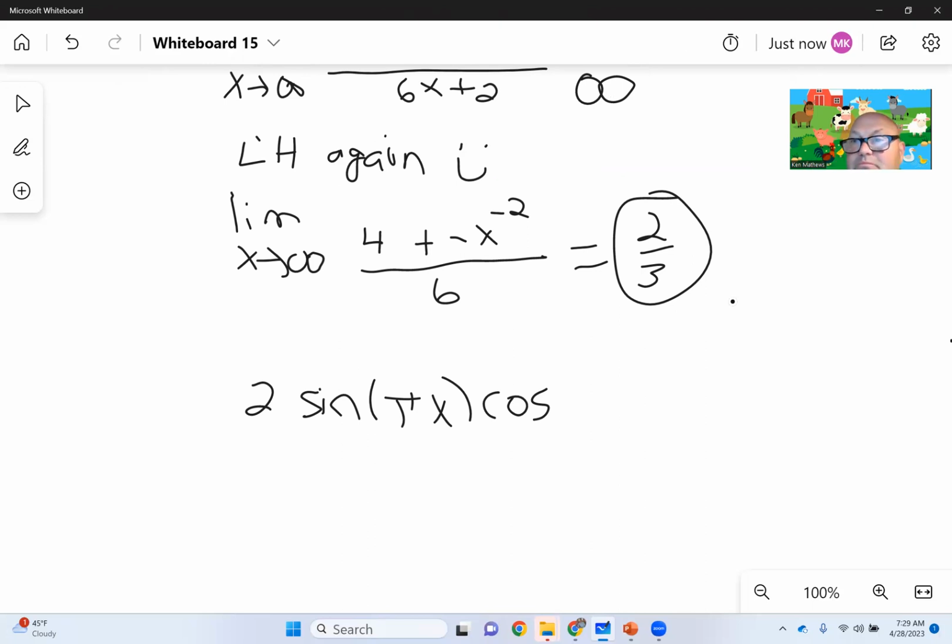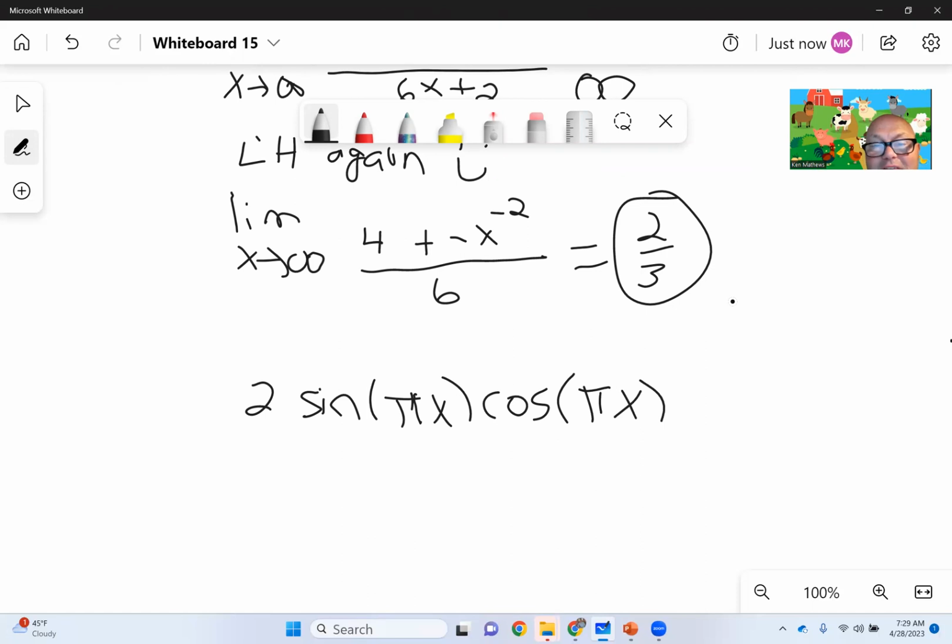All right. So as I was saying, you might have 2 sine pi x cosine of pi x. Now, that's called the double angle identity. So that's equal to sine of 2 pi x. That'll make your life a little bit easier when you're employing L'Hopital's rule. It's a heck of a lot easier to take the derivative. All right, so now I think you have enough information to use L'Hopital's rule successfully on tonight's homework.